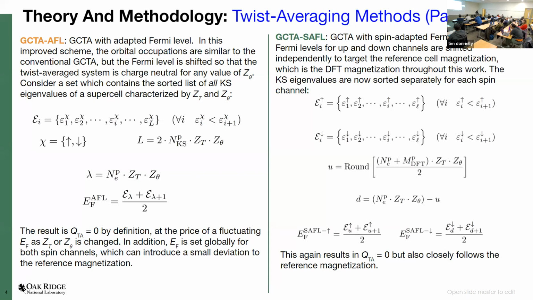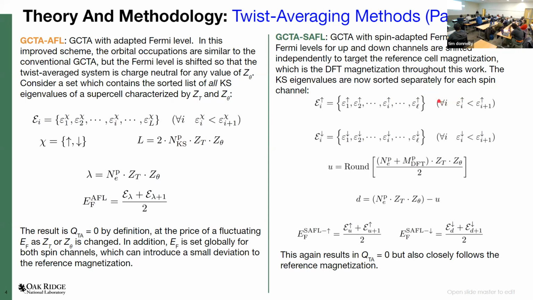And also here, the Fermi level is set locally for up and down spin channels. But that can introduce some deviation to your reference magnetization if you have magnetization in your DFT. So to fix that, a yet even more improved scheme is the GCTA SAFL. This is the GCTA with spin adapted Fermi level. This is similar to the previous one, but now you shift the Fermi levels for up and down spin channels independently to be able to better target the reference magnetization.